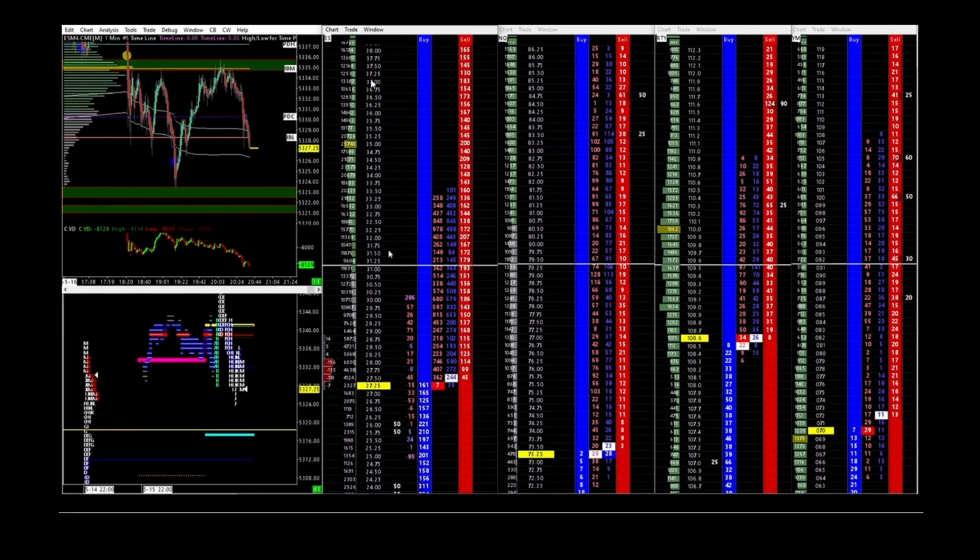So we have ES, which is the main product that I trade. The order flow is easier to spot, it's a thicker market, and it's nicer to analyze. And then we have its wild brother NQ on the right, which is probably 5 times more volatile than ES. And then we have the other equities. We have the Russell and we have the Dow.